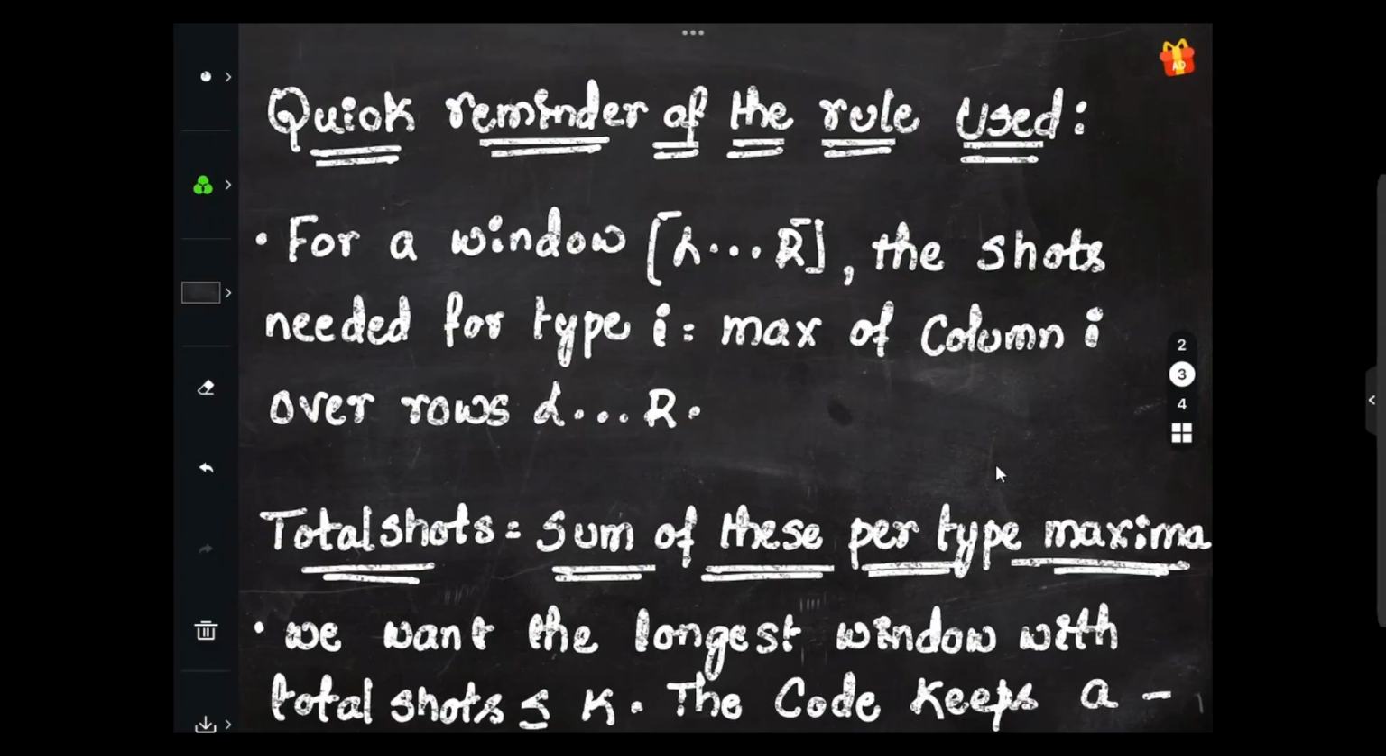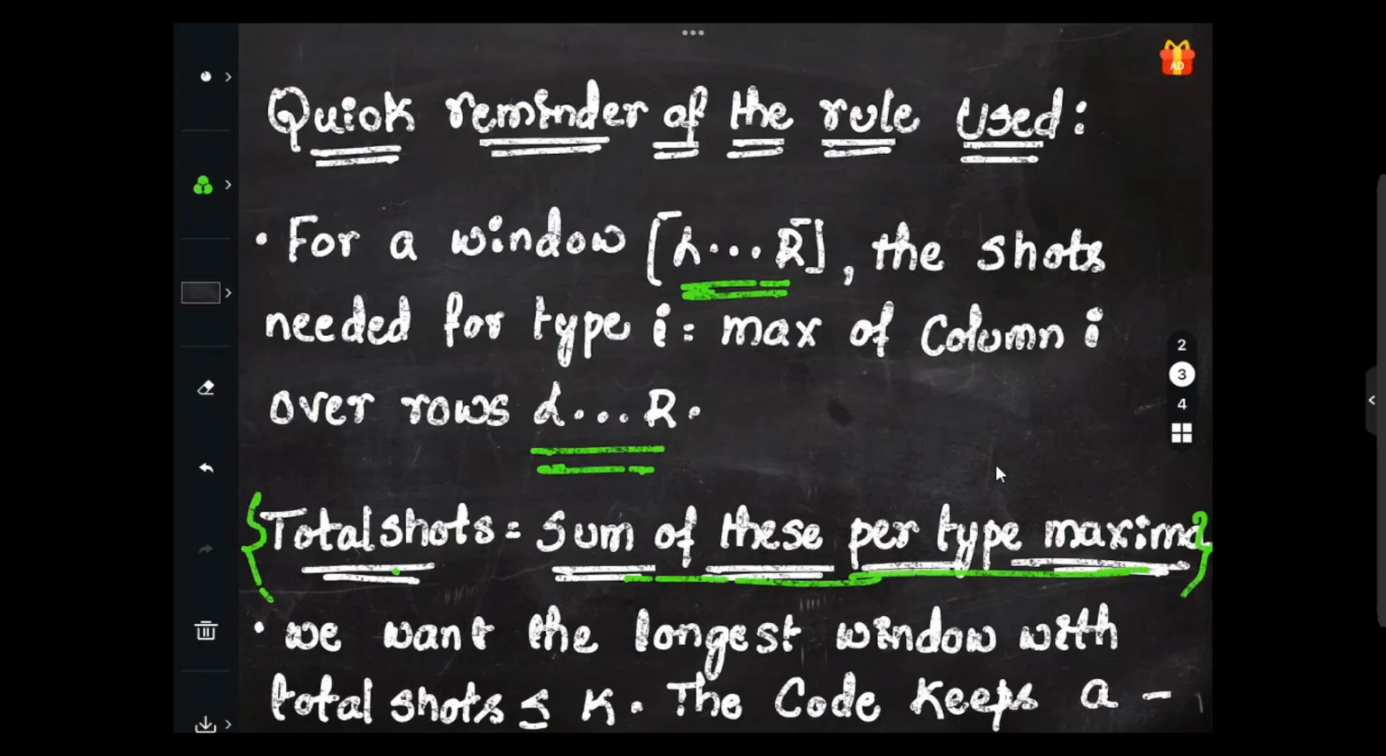Now let me give a quick reminder of the rule used. For a window L to R, the shots needed for the type i is the max of column i over the rows L to R. Just remember this one. If you don't remember, just leave it as it is for now, and let's move on. Just remember this one: total shots equal the sum of these per type maxima.